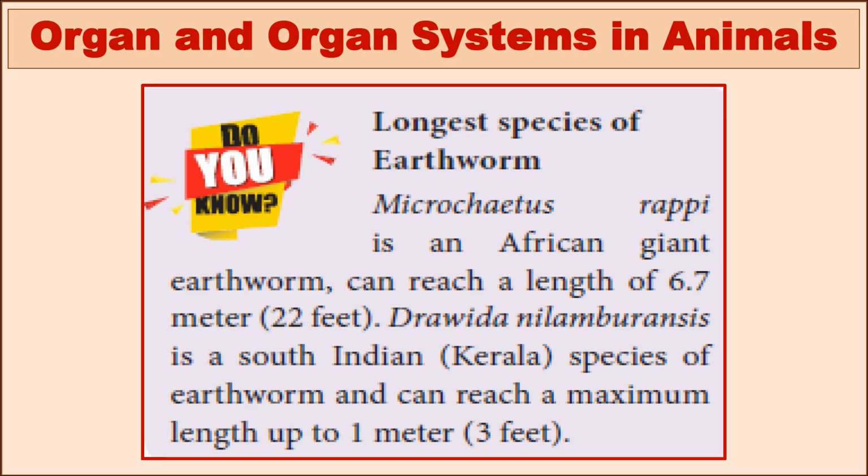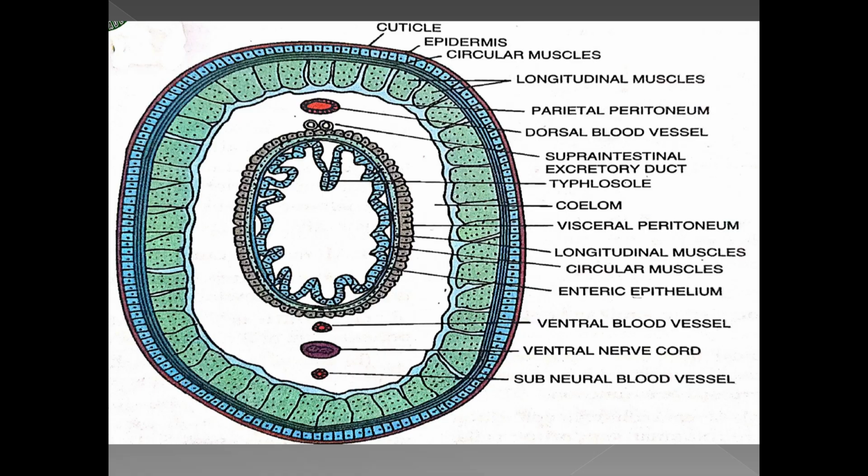The longest species of earthworm is Microchaetus rappi, an African giant earthworm. It measures about 6.7 meters, that is 22 feet. And Pheretima nilambarensis, a South Indian species of earthworm present in Kerala, measures about 1 meter, that is 3 feet. Now let us learn the anatomy of the earthworm.